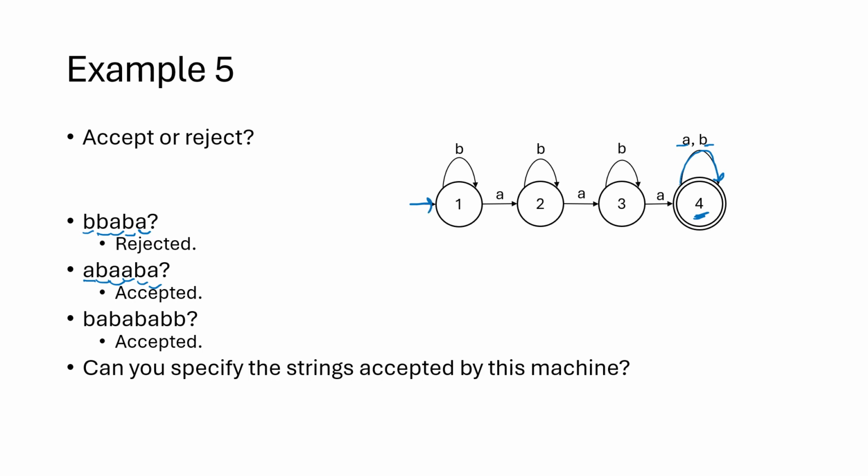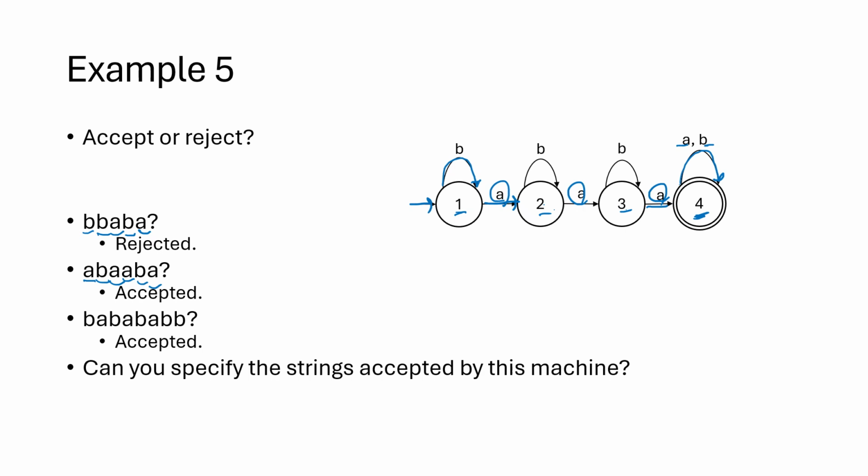And you see that for each one of these states, 1, 2, 3, while we're there, if we read the letter B, we are going to stay there. But if we read the letter A, we are going to progress to the next one. So to get from 1 to 2, we need one A, and then to get from 2 to 3, we need another A, and to get from 3 to 4, we need another A.